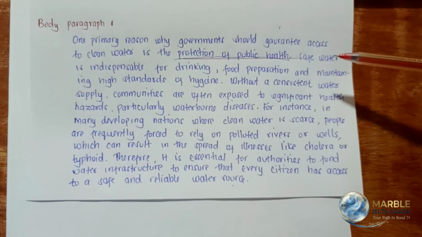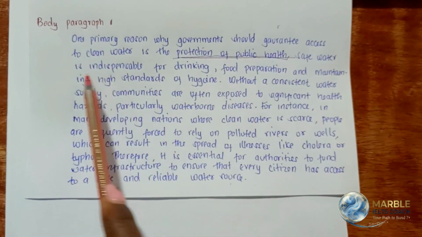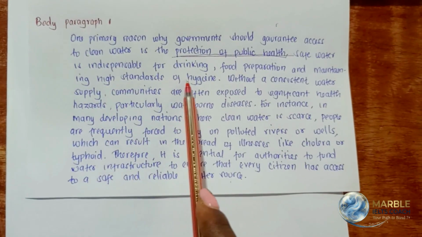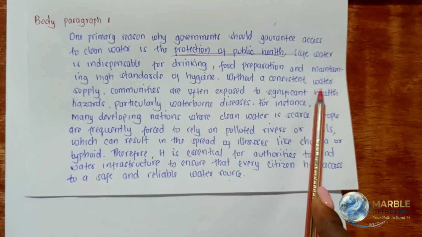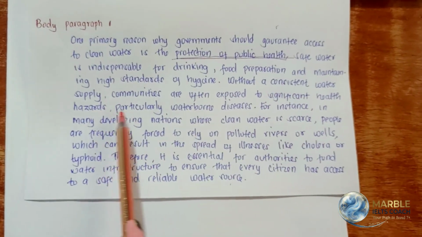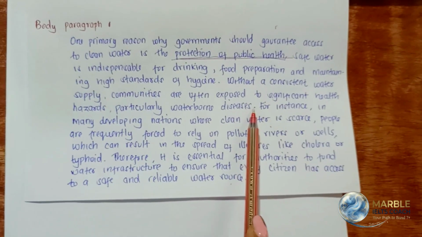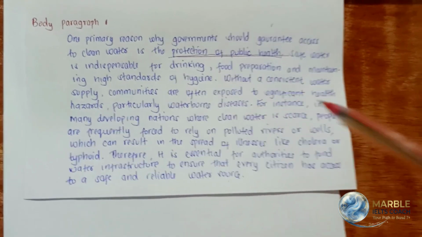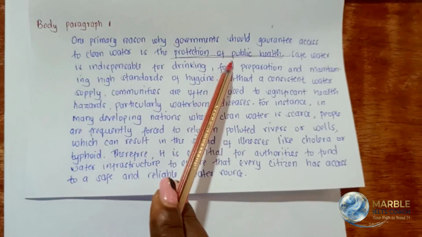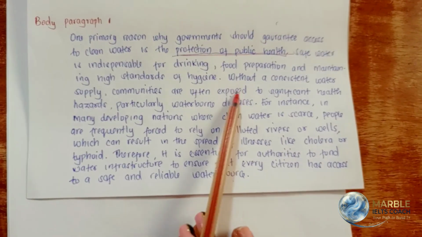Then I go ahead and explain why I've written this idea, this topic sentence. Safe water is indispensable for drinking, food preparation, and maintaining high standards of hygiene. Without a consistent water supply, communities are often exposed to significant health hazards, particularly waterborne diseases. So that is my explanation. This explanation is meant to explain why this idea that I wrote in my topic sentence is true. Then I go ahead and give an example now to support my idea.